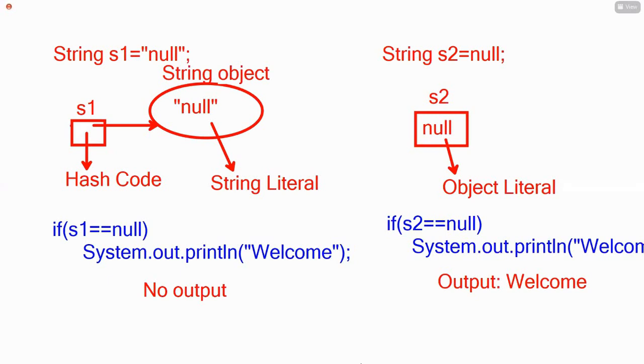Is it over? Here, what does S1 contain? Hash code double equal to null, that's why no output. Here, what does S2 contain? Null double equal to null, true. That's why welcome. Is it clear? Now one more. Writing is over.